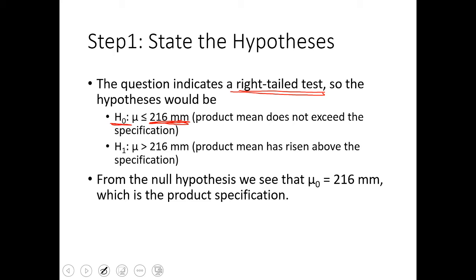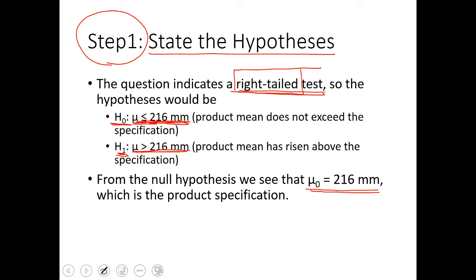So our null hypothesis is that the population mean mu is less than 216 millimeter. And the alternative hypothesis is that mu is greater than 216 millimeter. Okay? As I told, it is a right-tailed test. And our benchmark mean is 216 millimeter. That is step 1. State the null hypothesis.